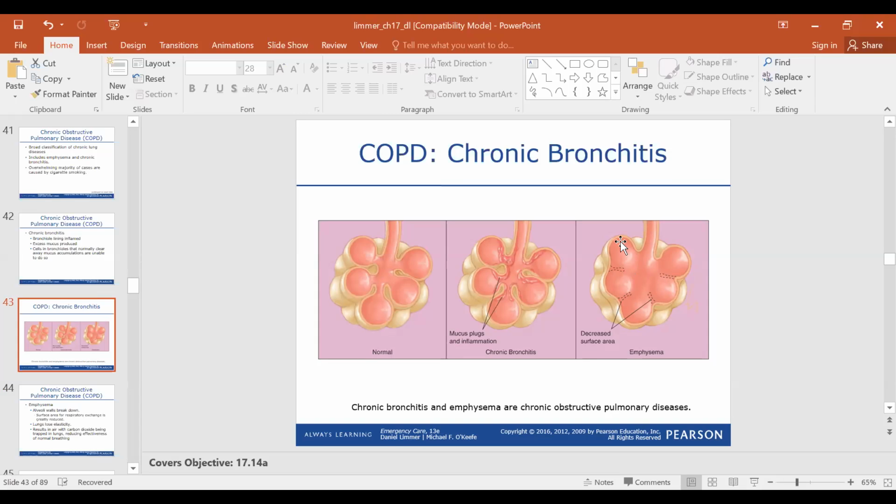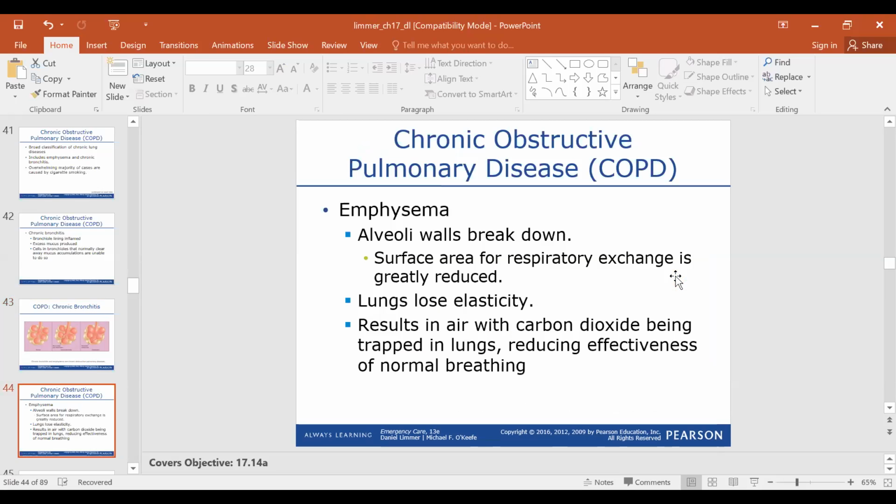Not only that, but you're losing surface area, and the alveoli also tend to sag. They're not as plump as they used to be, and that also affects the surface area. So alveoli walls break down, surface area, talked about that. Lungs lose elasticity, we talked about that. Okay.